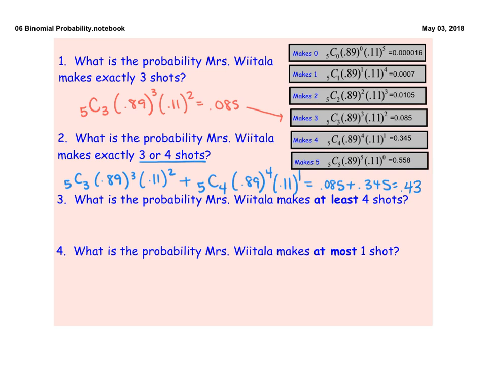That's the probability. Next one says, what's the probability Mrs. Wiitala makes at least 4 shots? That means 4 or more shots. So that looks like I'm going to use this situation, and I'm going to add it to this situation. So just to make it shorter, I would add both of those. Now, I'm going to tell you, when you're doing these problems, I'm not going to have this fancy table all prepped for you. So you're going to have to do the multiplying and setting up in between there. So this is the probability that I make at least 4 shots.